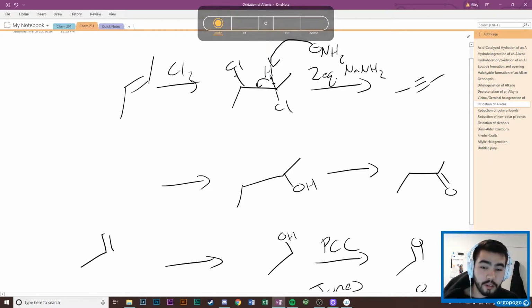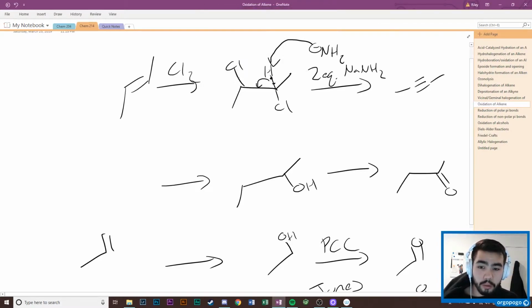No. The two electrons in the C-Cl bond pop up onto the chlorine. You get chlorine with 8 electrons. You get a Cl-. You get a double bond. You get an NH3 gas. That gives you an alkene.